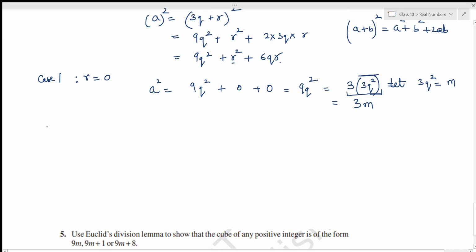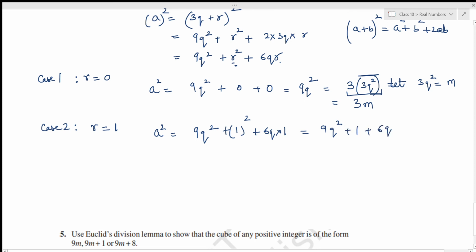Now let's take case 2. Case 2, I have r equal to 1. So what will be the value of a square now when r is 1? 9q square, and then again put in this one, plus 1 square plus 6q into 1. What will it become? 9q square plus 1 plus 6q. I'll just bring 9q square plus 6q plus 1 together.